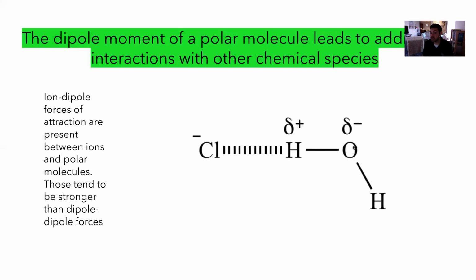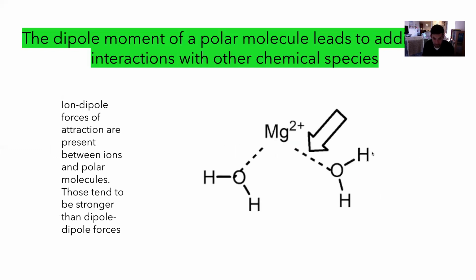We could represent the polar molecule with the Greek symbol for the partial charges, and we can represent the attraction with the dashed line. Again, the charge of the ion will matter. Something like a magnesium 2+ will be more attractive than perhaps the sodium 1+, right? They are going to be more attracted to a larger charge, and that is Coulomb's law.